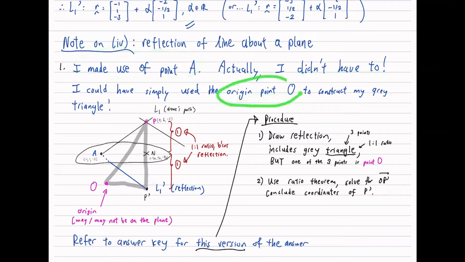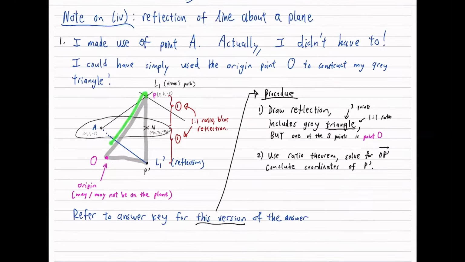Okay, and you can read the answer key, the typed solution. That's what they use. Use the origin. Yeah, I'm not going to elaborate further. You can go and read on your own. Basically it's the same goal again. It's a duck bone here, and there's a gray triangle, ratio 1:1. 1 times OP prime plus 1 times OP, divided by 2, equals vector ON. Then solve for OP prime. It's the same procedure. Okay?